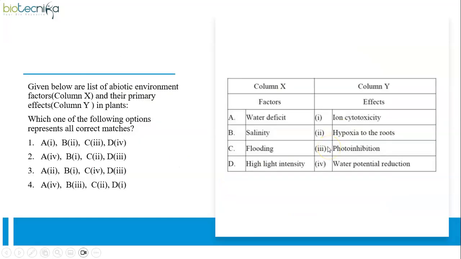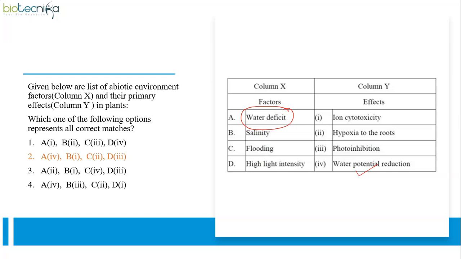Moving on to the next question. Now this is from stress physiology. Here they have provided some abiotic factors with their corresponding effects. You have to identify the correct combination. Water deficiency is related to water potential reduction. Whenever you get these kind of match the following questions, try to get confidence on a particular combination. When you get one combination perfectly, if you are lucky enough, that will be the only combination found in the entire 4 options. So that will help you out.